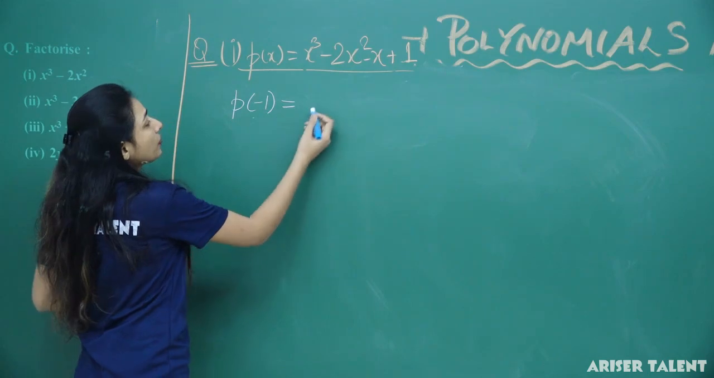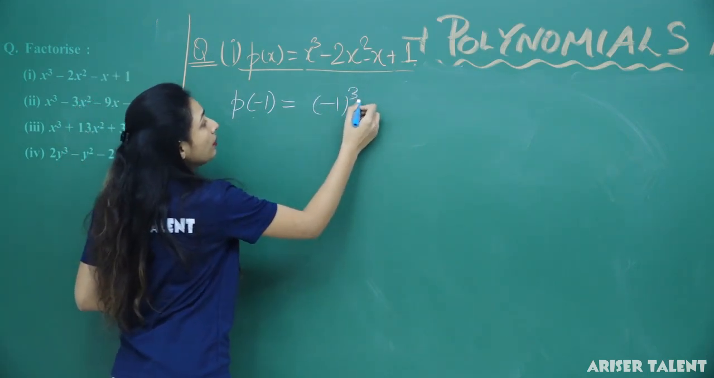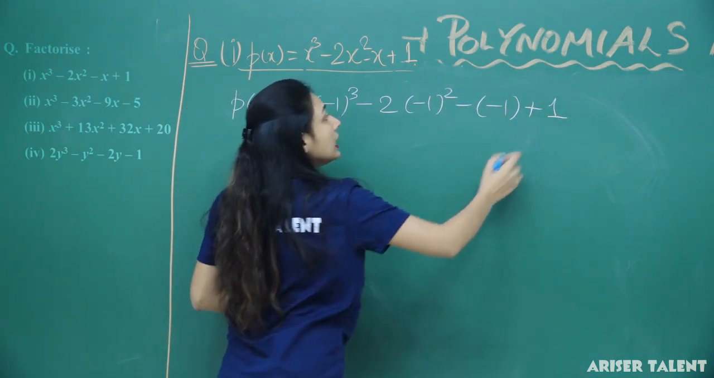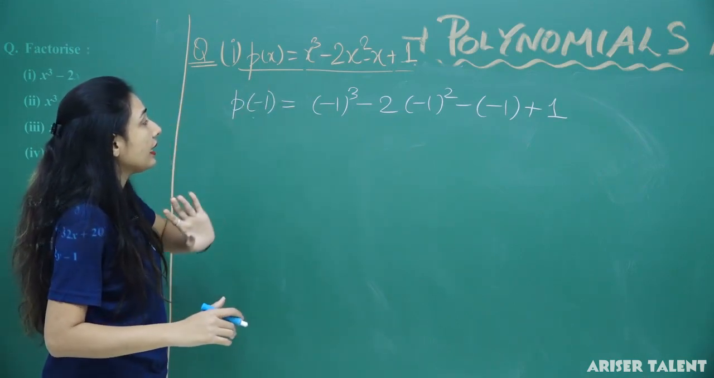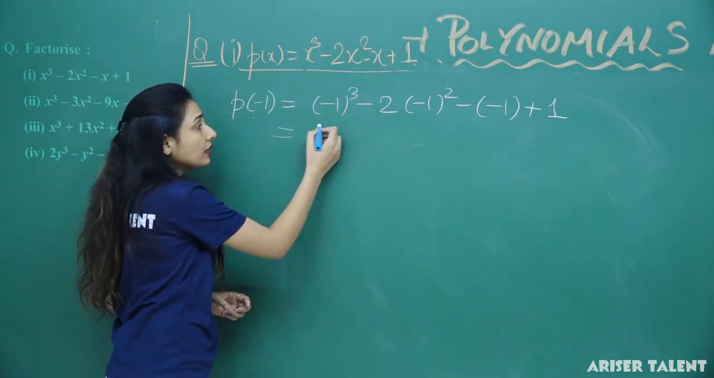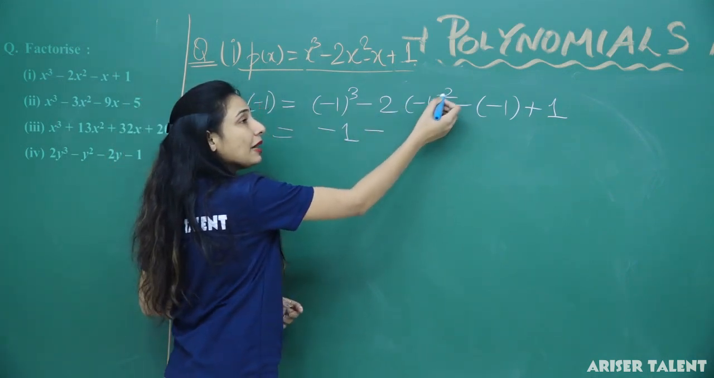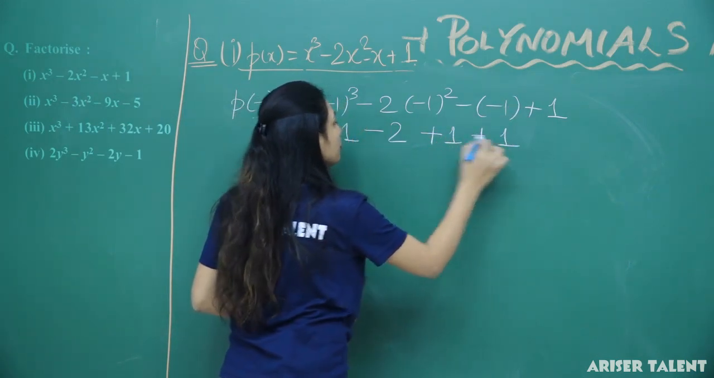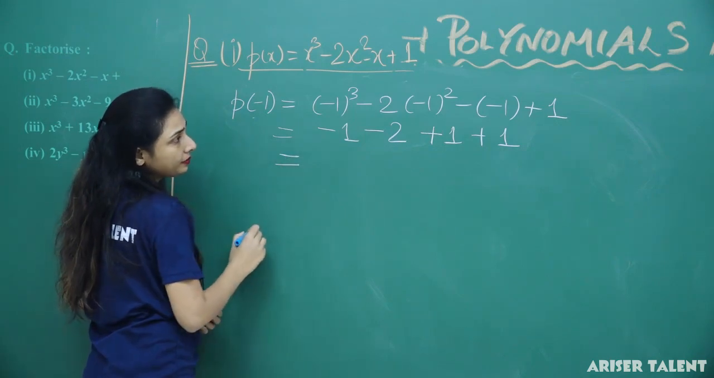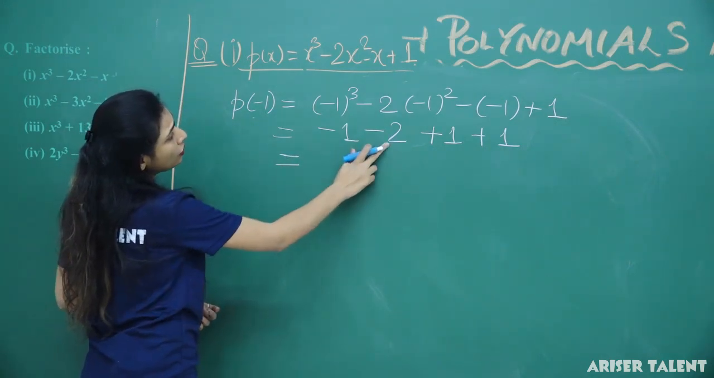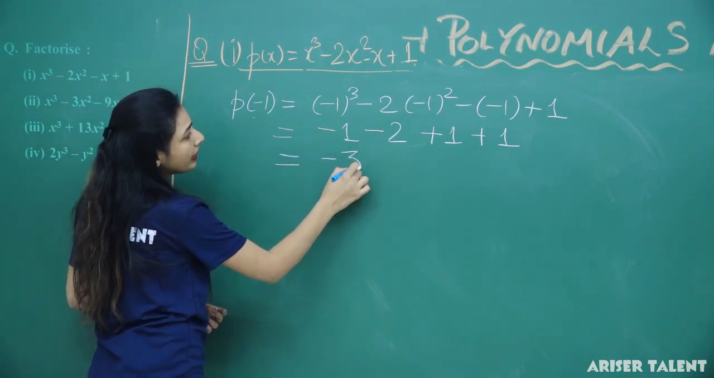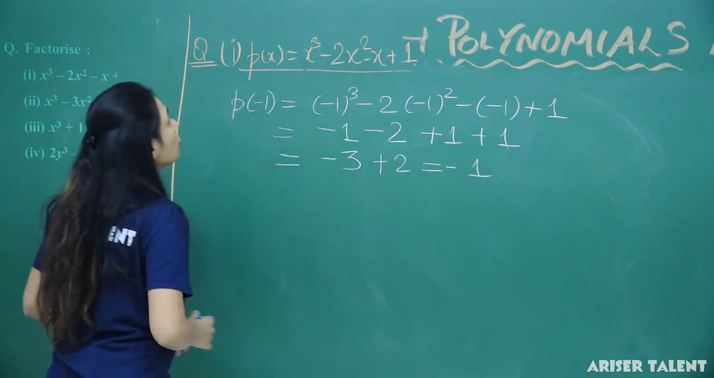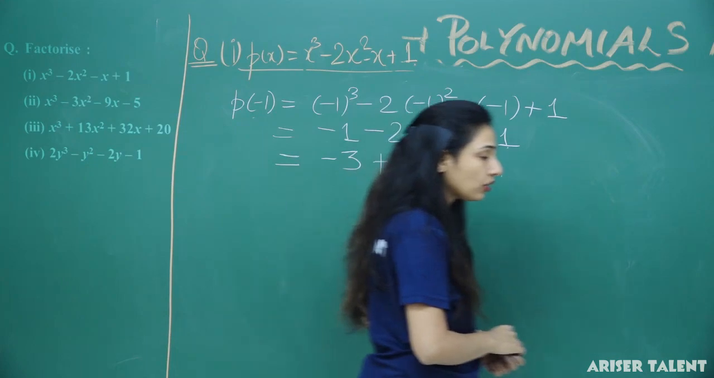So that will be minus 1 cube minus 2 times minus 1 square minus minus 1 plus 1. Just put minus 1 everywhere you are getting x. So that will be odd powers. So minus 1 minus 2 multiplied by plus 1. Minus minus 1 is plus 1 and this is plus 1 for sure. So here 2 and 3, so minus 3, and here 1 and 1, 2. Here you are getting minus 1. So again this is not a factor of P(x).